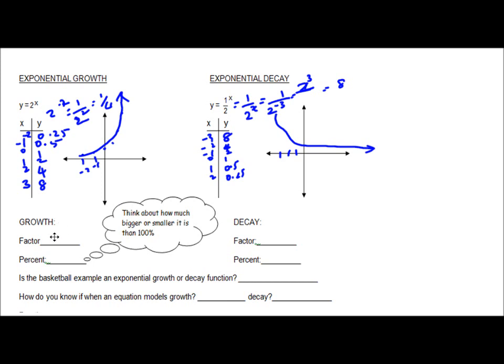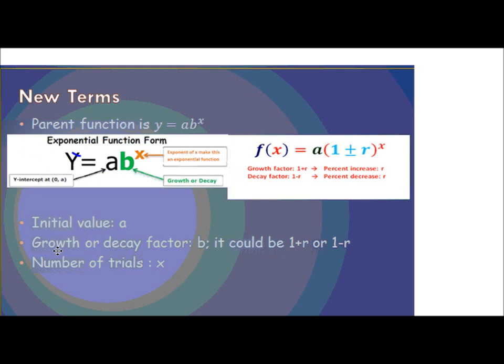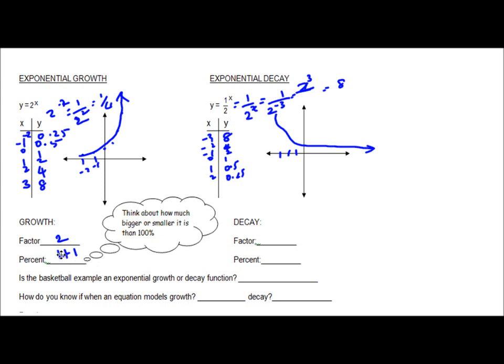Okay, now let's see. What is the factor here? What is the growth factor? We are talking about growth because this is an exponential growth function. The factor is 2, so we can split it as 1 plus 1. Remember from the previous slide? It was 1 plus or minus r. If it is 1 plus r, it is a growth factor. If it is 1 minus r, it's a decay factor. So let's come back. This is 1 plus 1. So what is the percentage increase? It is a 100% increase.